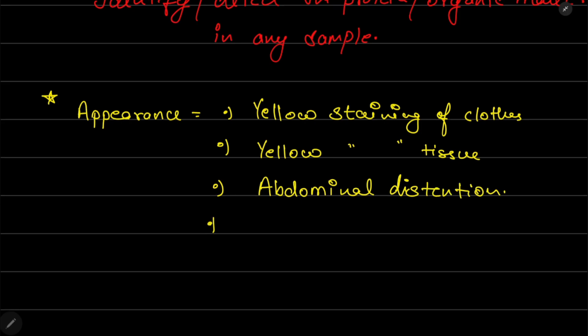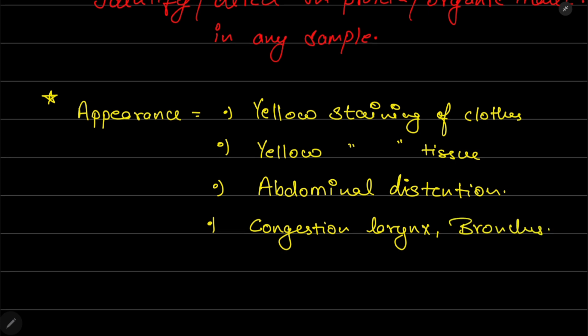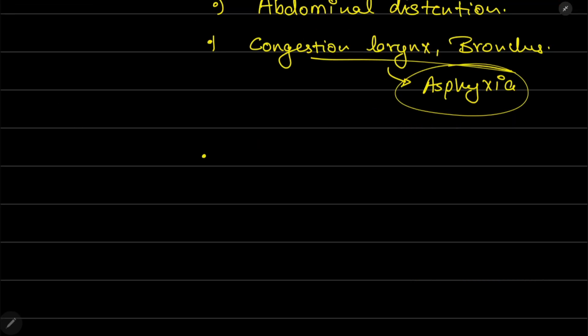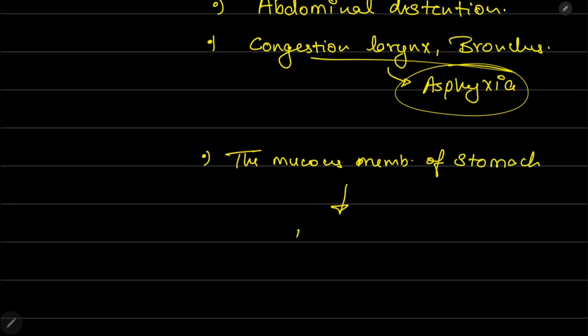Due to the inhalation of the fumes of nitric acid, there will be congestion of the larynx, pharynx and bronchus. Because of the congestion, the patient will die due to asphyxia. So asphyxia could be a cause of death due to nitric acid poisoning. The mucous membrane of the stomach will be brown or black in color.